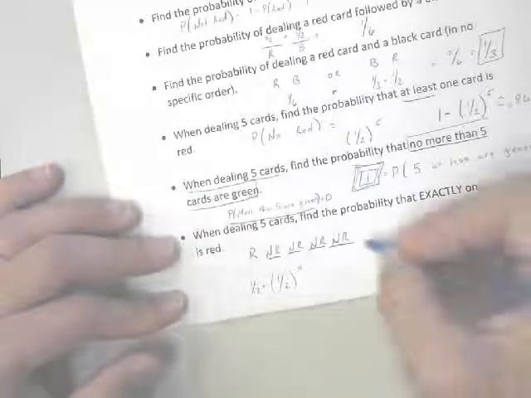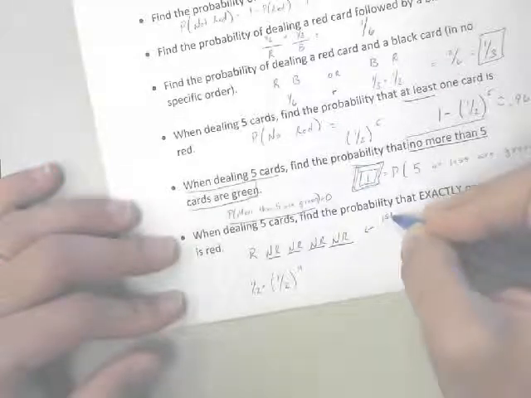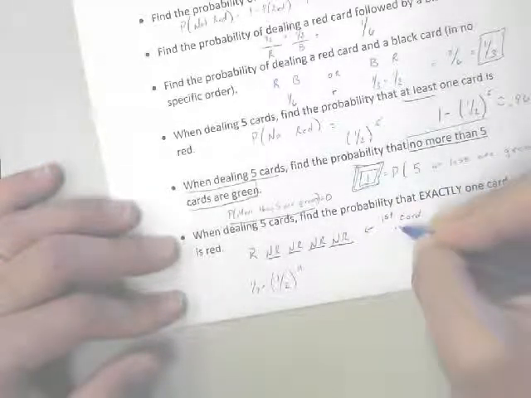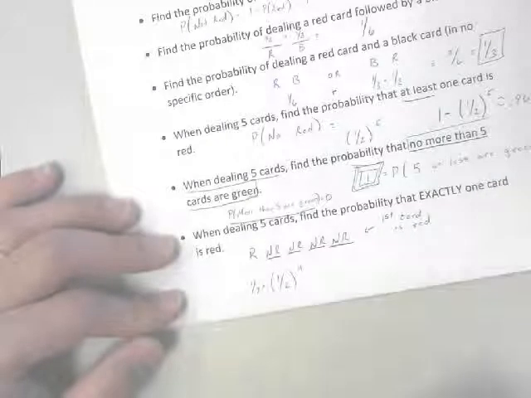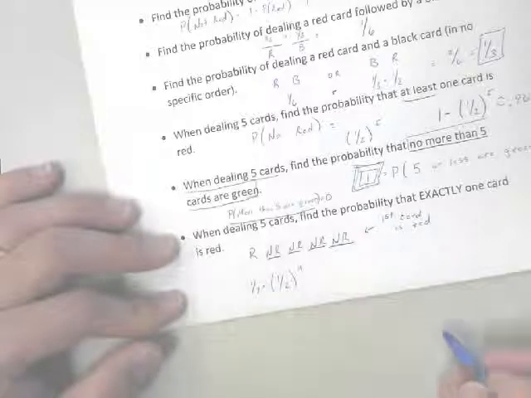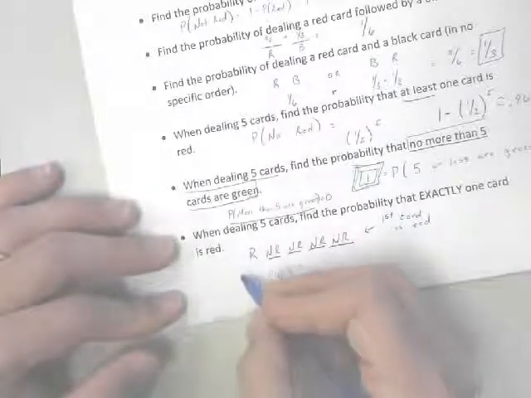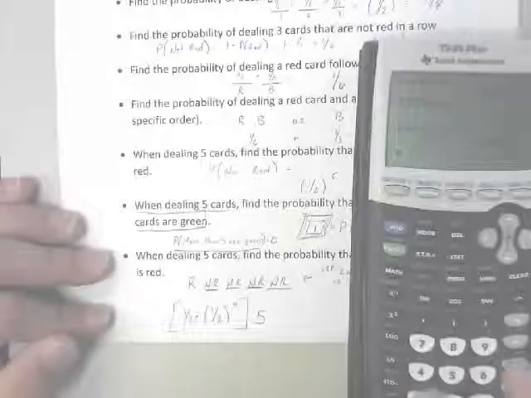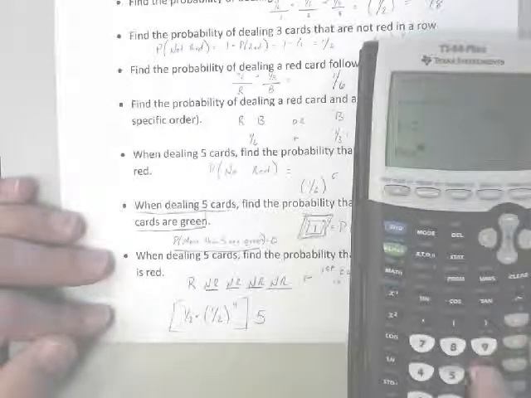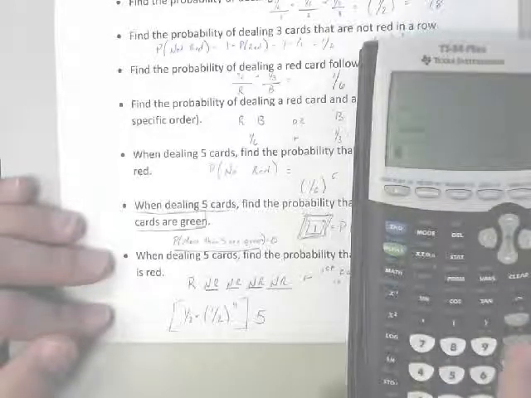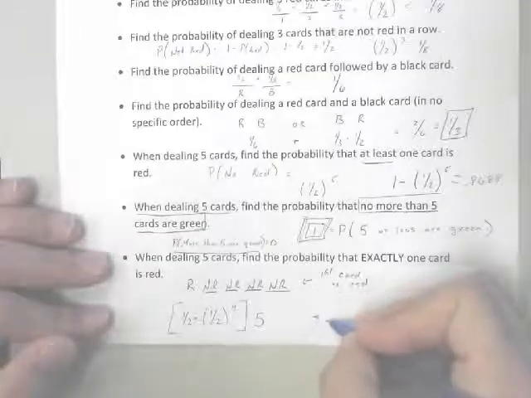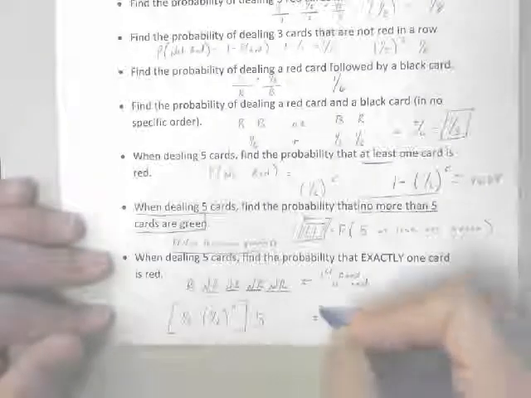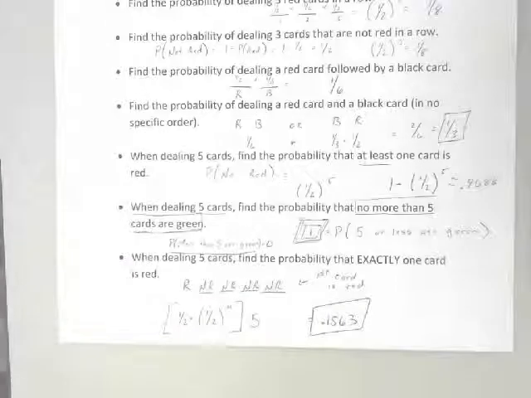However, this is just taking into account the first card being red. Really, the second card could be the red card, or the third card could be the red card, or the fourth card could be the red card, or the fifth card could be the red card. So I have to add this together 5 times, or just take this total and multiply it by 5. So that would give me 1/2 to the 5th power times 5, which is 0.1563. And those are the answers to the worksheet.